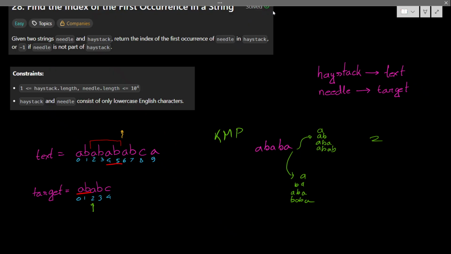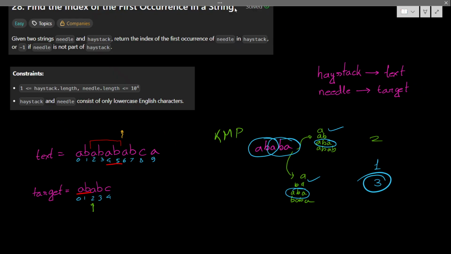What is common between those two? This A and A is common, so the length is 1. But here, this ABA and ABA is also common, with a length of 3. So what is the longest common prefix and suffix? It is of length 3: this ABA I'm considering as a prefix, and this ABA is considered as a suffix. So that's why it's the longest prefix and suffix.